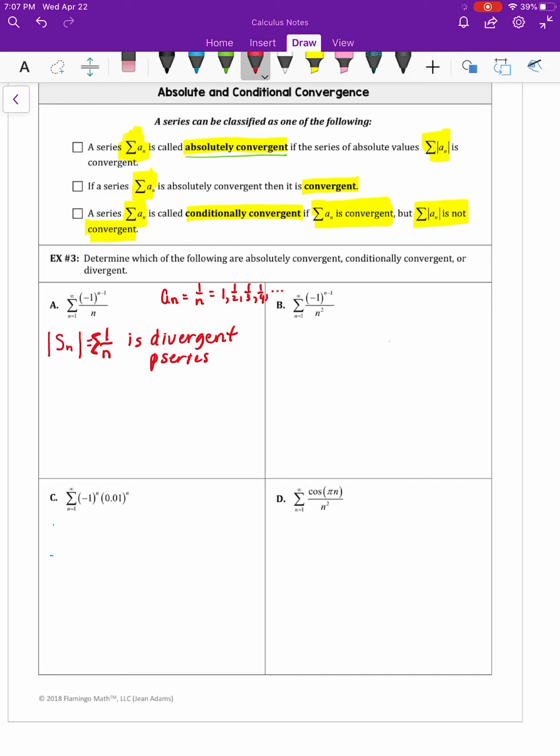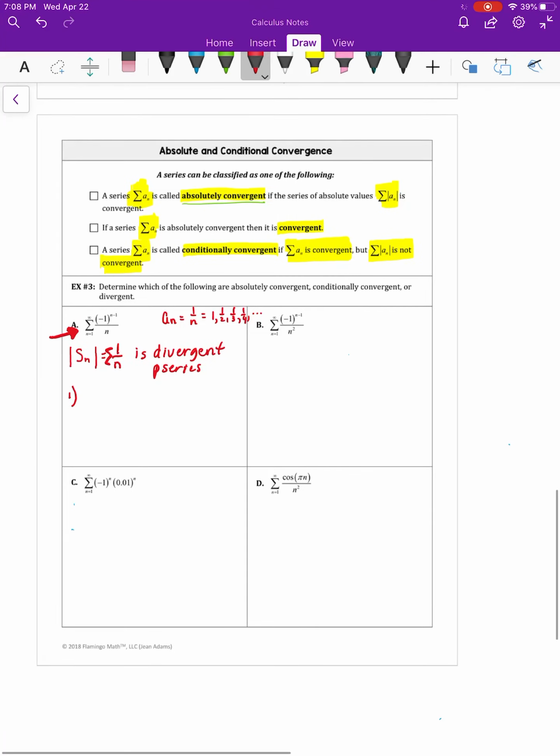Your a sub n sequence is 1, 1/2, 1/3, 1/4, and so on. That is the sequence, right? But your summation, so this is the absolute value of S sub n, is really summation 1 over n, the divergent p-series. So please include that summation. I didn't include it in my notes, but now that I'm talking to you guys about it, I realize that I should have.